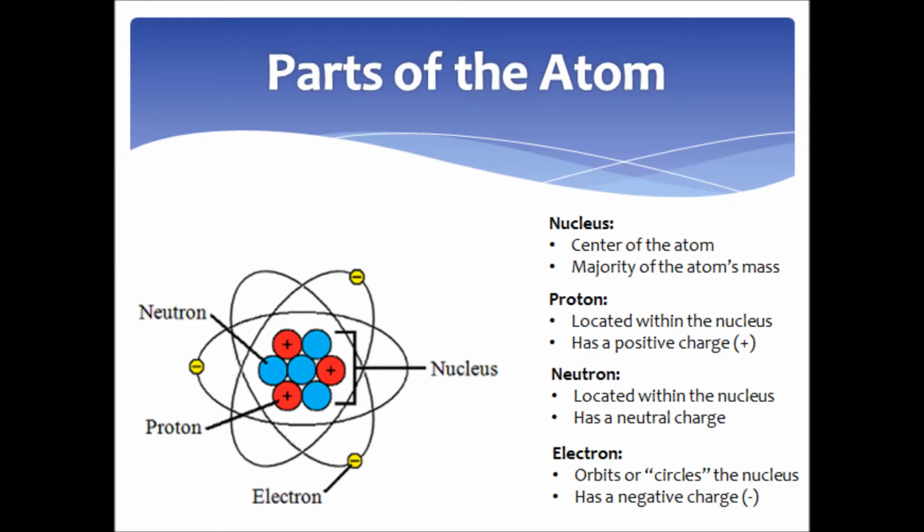The proton, located within the nucleus, has a positive charge. The neutron, also located within the nucleus, has a neutral charge, meaning it's kind of just there. The electron orbits or circles the nucleus and has a negative charge.